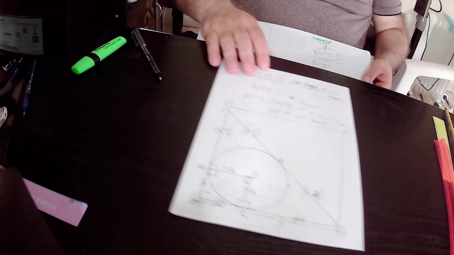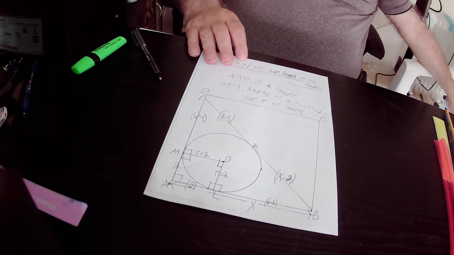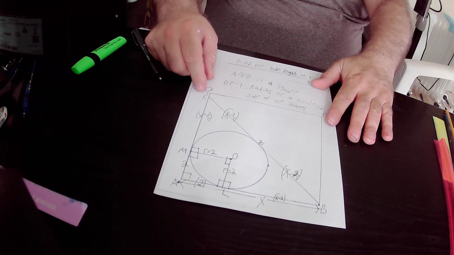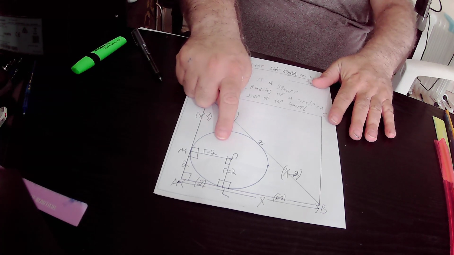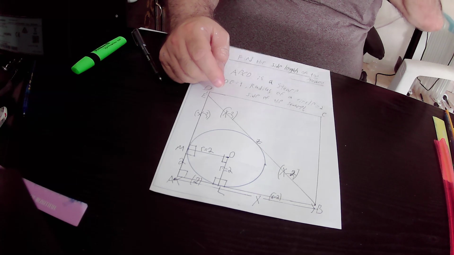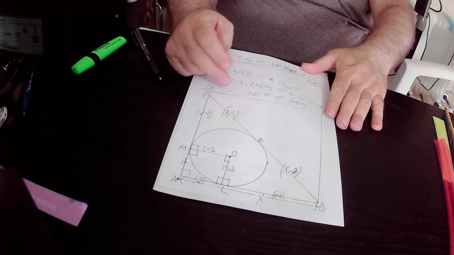Here in the drawing we have a square ABCD. We know that line segment D equals 1 unit. The radius of this circle is equal to 2 units. And we want to find out the side length of square ABCD.